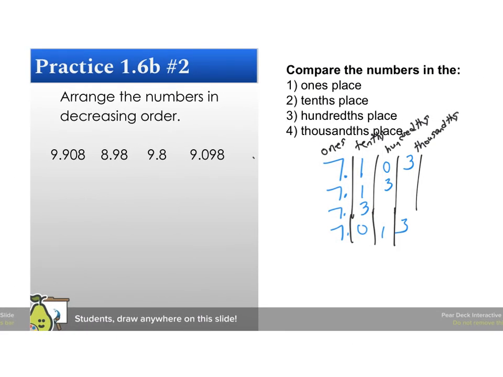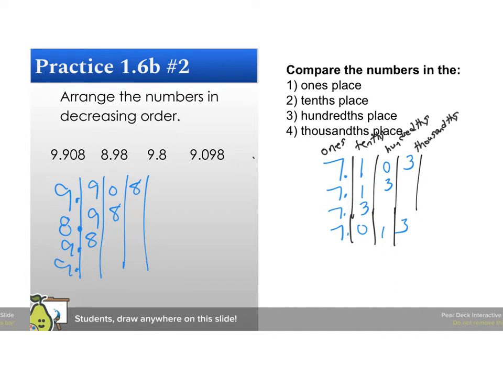Next, I'm going to try to make it a little bit neater, writing the decimals. I'm even going to write the lines. 9.908, 8.98, 9.8, 9.098. So I've lined up all the numbers neatly.